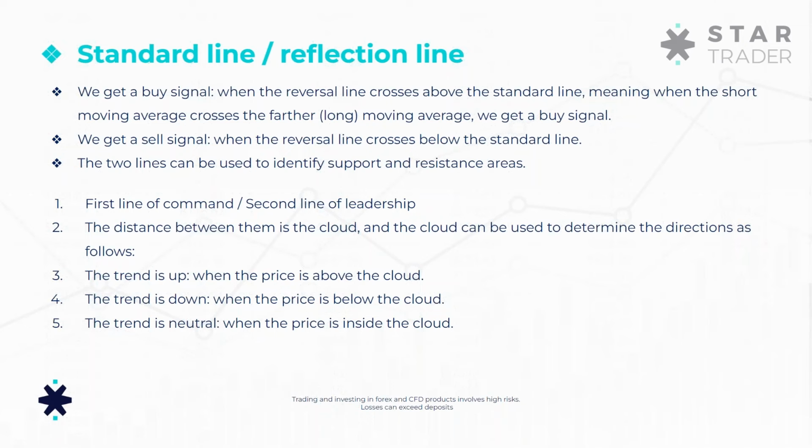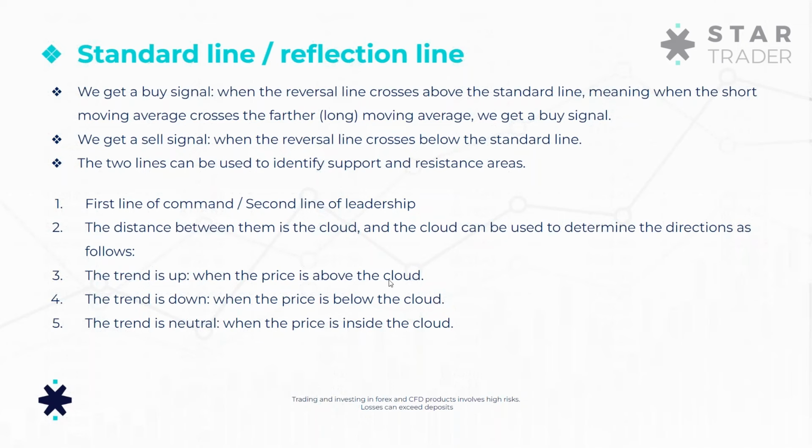First line of command, second line of leadership. It means in the cloud, the first line is always the command, and the second line is always the lead. That's why the cloud is known as the future of the market. The distance between them is the cloud. The distance between span A and span B is the cloud.